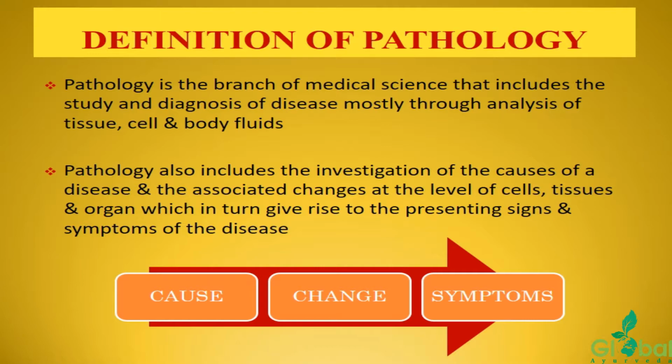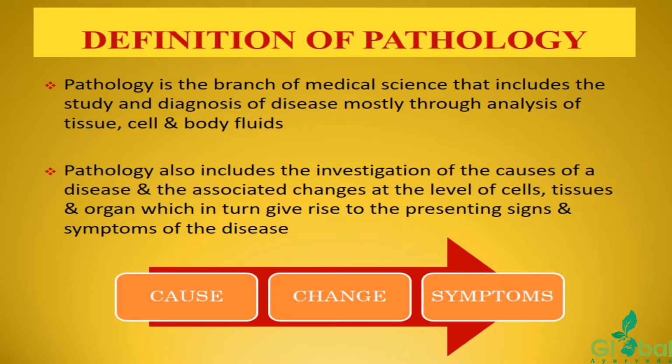Definition of pathology. Pathology is a branch of medical science that includes the study and diagnosis of disease, mostly through analysis of tissue, cell, and body fluids. So, in pathology, we are studying about the cause, effect, and further we will diagnose the condition, or further we will diagnose the disease. So, this is the branch of medical science. We will study and then we will diagnose, depending upon that study and depending upon the scientific evidence. How? Through tissue analysis, cell analysis, and body fluid analysis. Further subdivisions or sub-methods are there for analysis of each of the three categories.